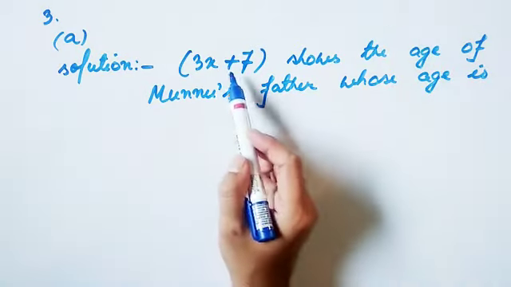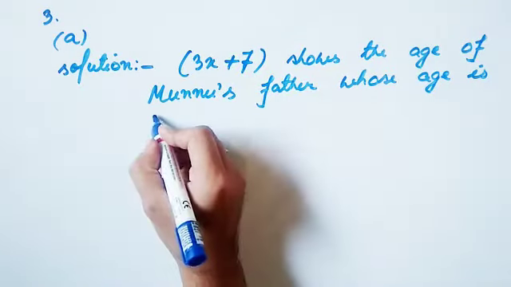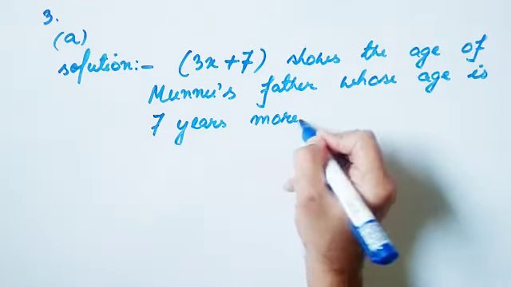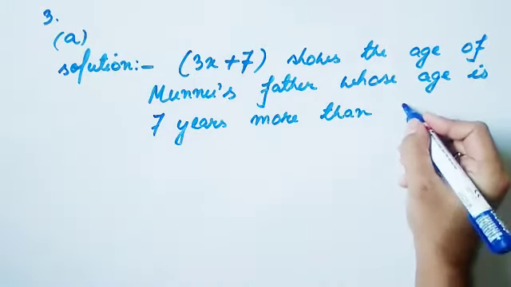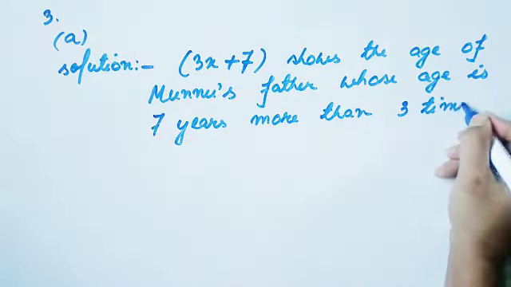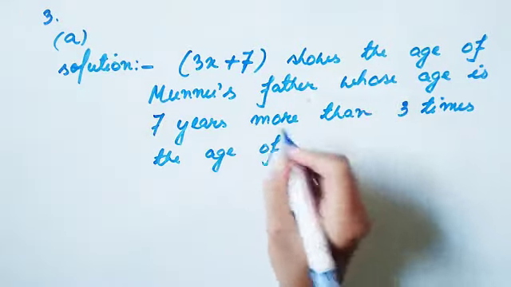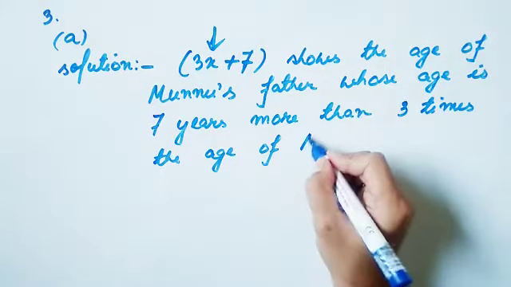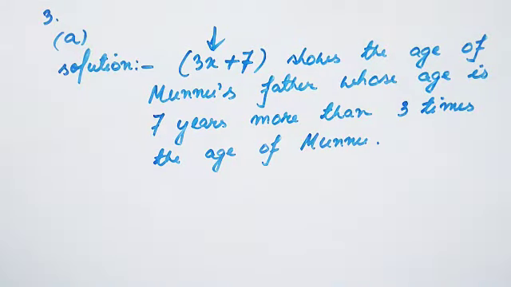Whose age is, so here it says plus 7, right? It means that it will be 7 years more than, next it says 3x, right? So, three times the age of, and we all know that this x is the age of Munu, right? So, 3 times the age of Munu. Understood, student? Let's read our next question.